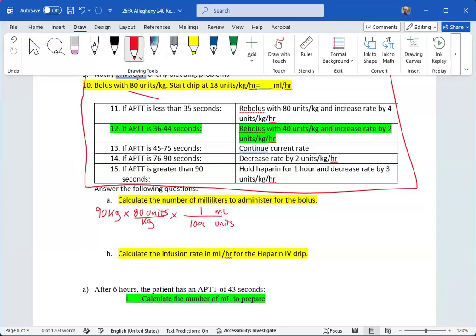So 1,000 units. And I think this comes out to 7.2 mil, if I'm not mistaken. Let me just double check. So 90 times 80 divided by 1,000. Yeah, 7.2.